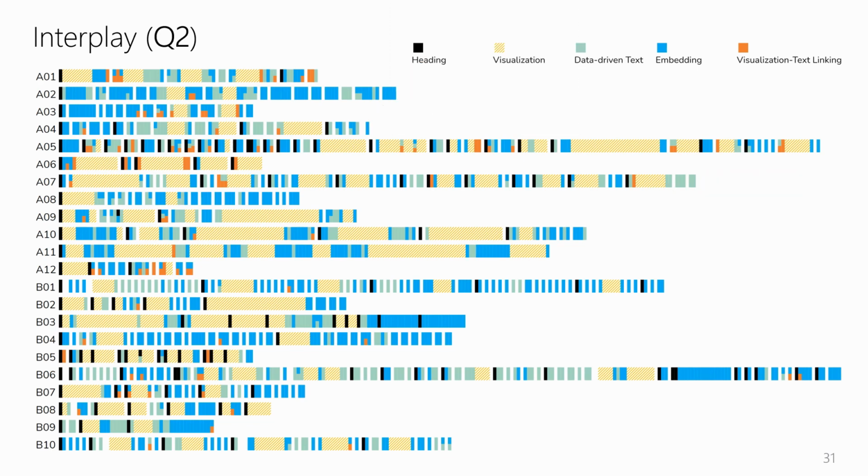The data-driven text, that is green rectangles, tend to appear closer to their related visualizations. Although this fact is hard to confirm from this figure, as it does not take into account the layout of stories, which greatly affects the positioning of the text.